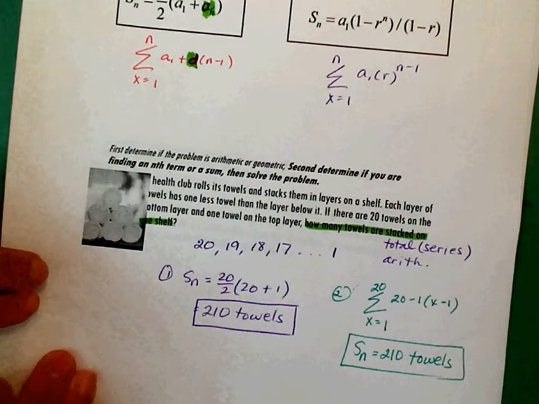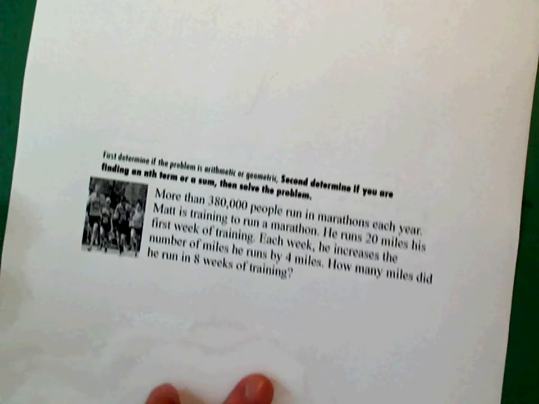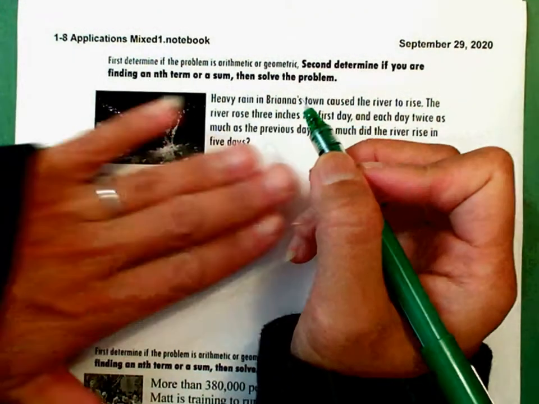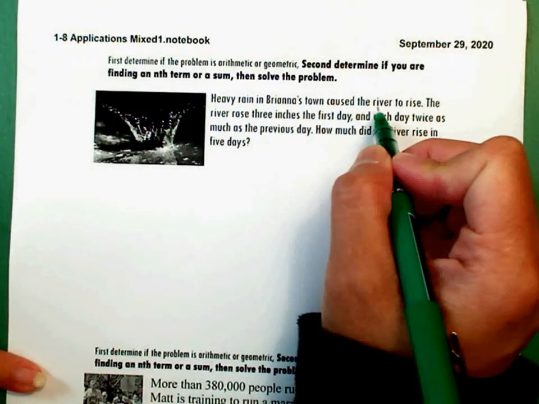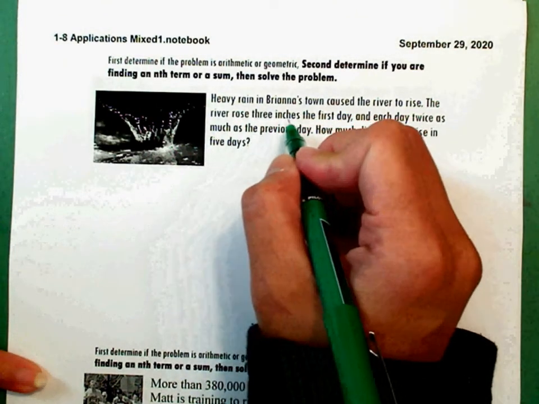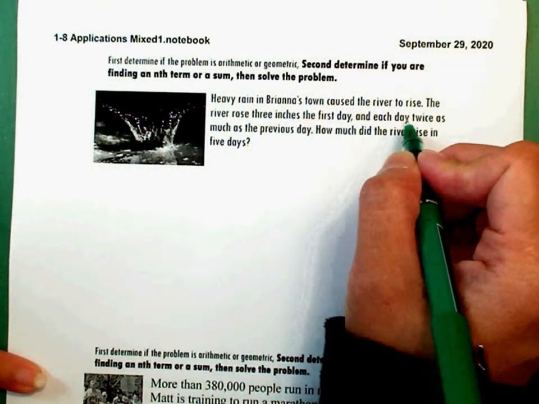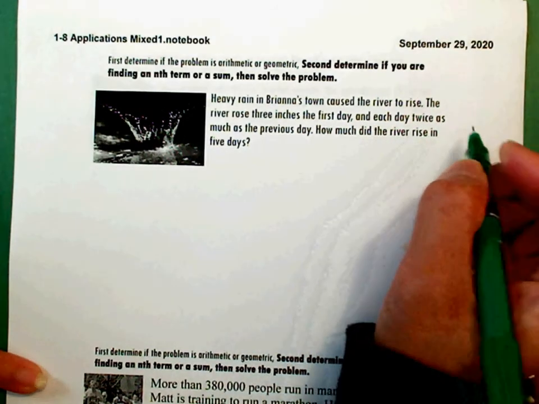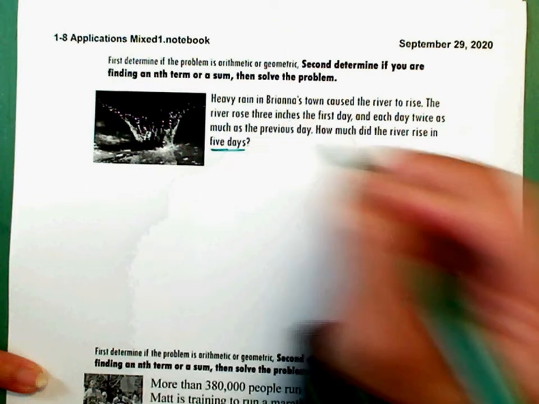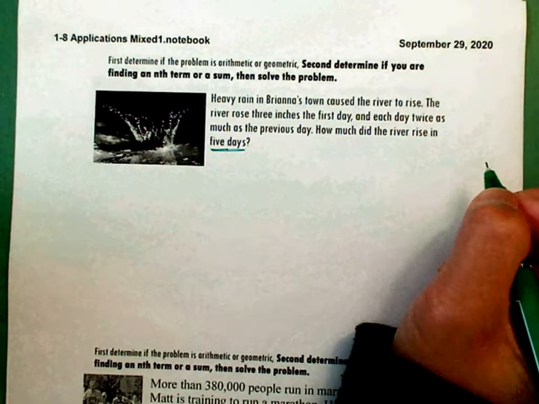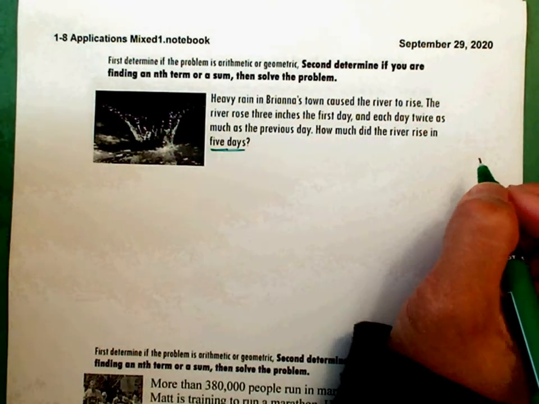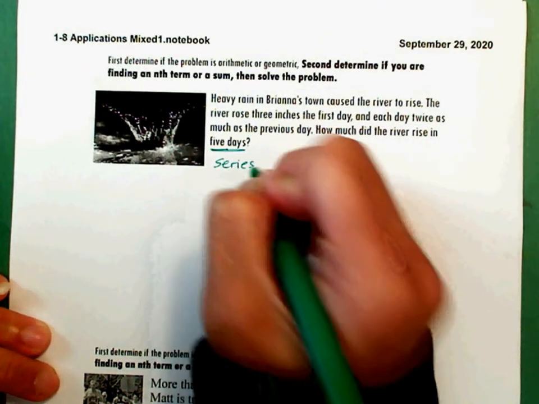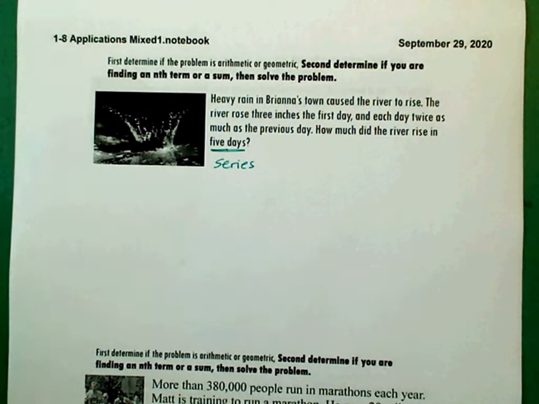All right, let's look at example number 2. Here we go. Heavy rain in Brianna's town caused the river to rise. The river rose 3 inches the first day, and each day twice as much as the previous day. How much did the river rise in 5 days? Okay, it didn't say how much did the river rise on the 5th day. It says in 5 days. So I am going to be doing a series question. All right, so I'm going to look for a sum.